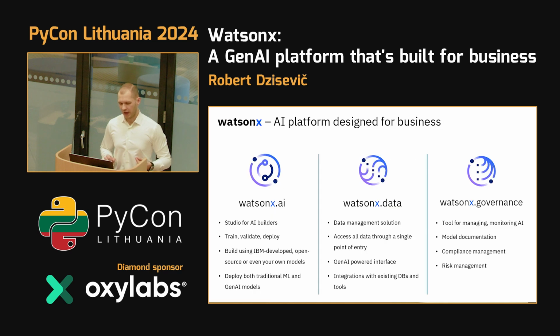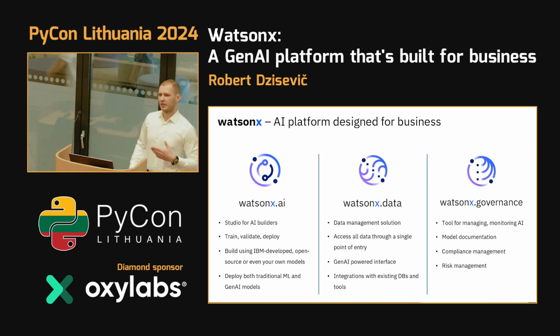So let's move on. Last summer, in the middle of summer, IBM presented its new AI platform that's designed for business. And that platform consists of 3 core components: Watsonx AI, Watsonx Data, and Watsonx Governance. So Watsonx AI is a studio that's meant for building your AI applications. And this is the place where you experiment, train, validate, and deploy your AI models, whether they are traditional machine learning models or generative AI models.